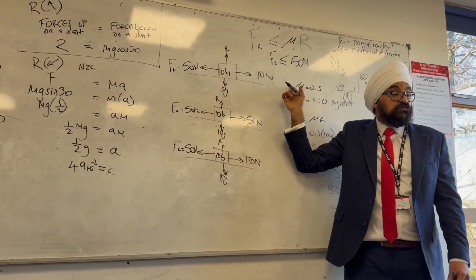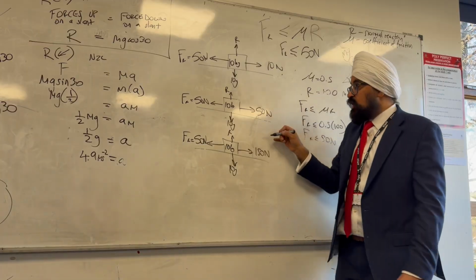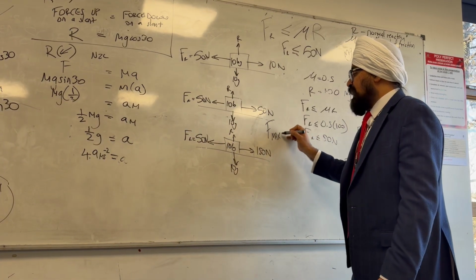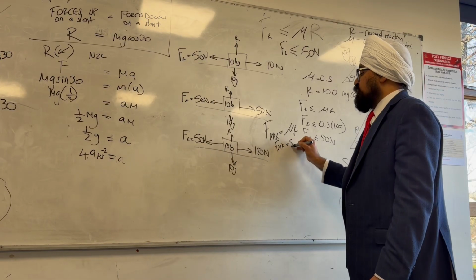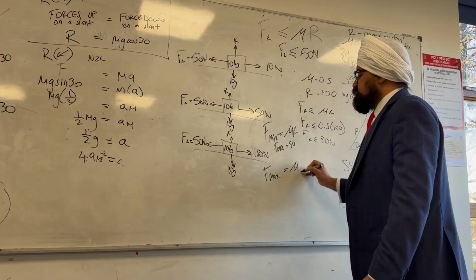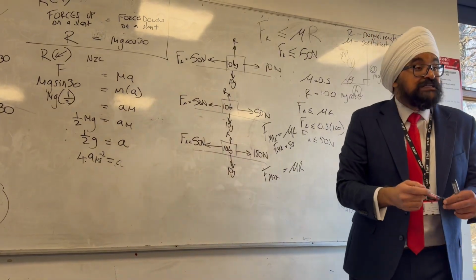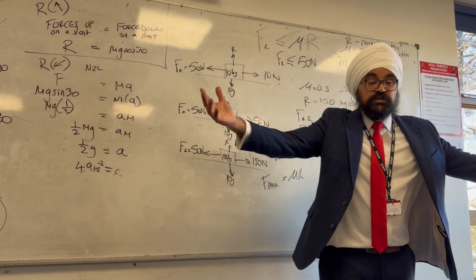It's a resistive force. One more final point. In this scenario and this scenario, you are at F max. F max equals mu R, and F max in this scenario is 50. That's the maximum potential friction, which is called limiting equilibrium, which is what we're going to be doing next lesson.